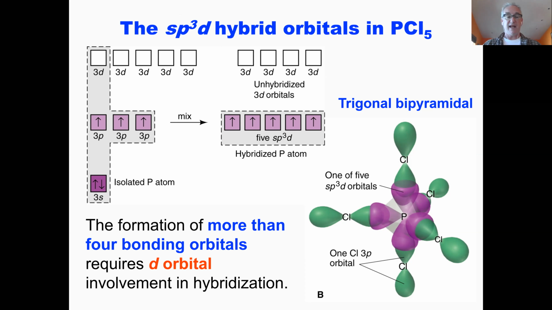So here we've got phosphorus. Now phosphorus is in the same group as nitrogen. It has 5 valence electrons. But phosphorus can do something that nitrogen can't. Phosphorus can make 5 bonds. Nitrogen has 5 valence electrons. How come nitrogen can't make 5 bonds?